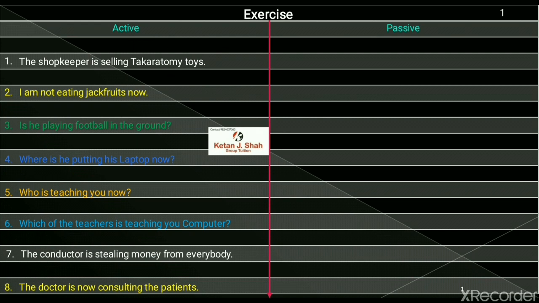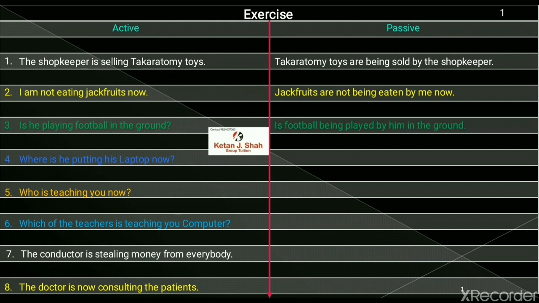First, the shopkeeper is selling Takara Tommy toys becomes Takara Tommy toys are being sold by the shopkeeper. Second, I am not eating jackfruits now becomes the jackfruits are not being eaten by me now. Third, is he playing football in the playground becomes is football being played by him in the ground.